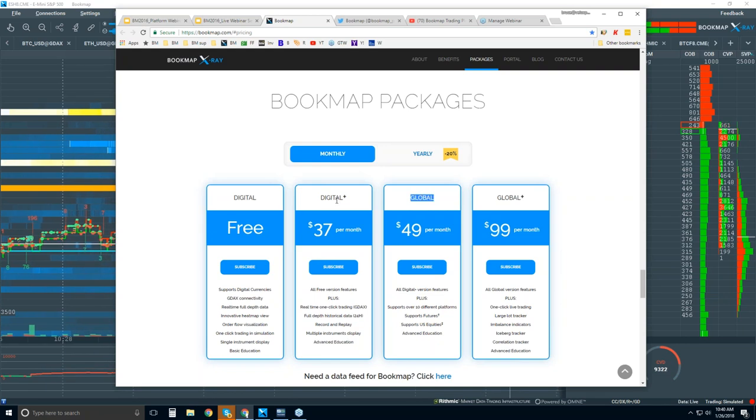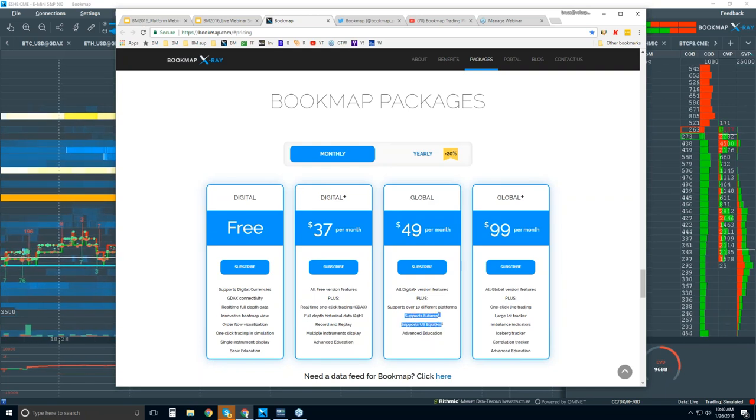The Global version here is everything with Digital Plus, but it also includes support for futures and US equities. Now, we don't provide the data. You will need to provide it, but you can connect it. Okay, and it's $49 per month. It also comes with the basic or advanced education.